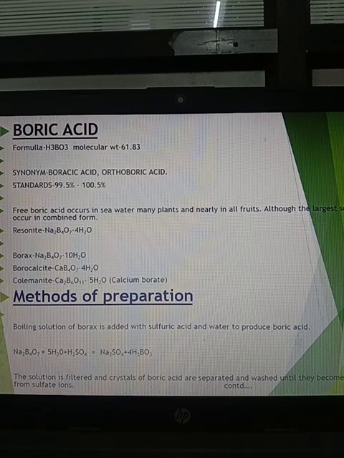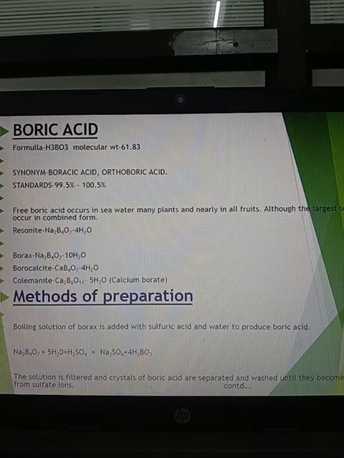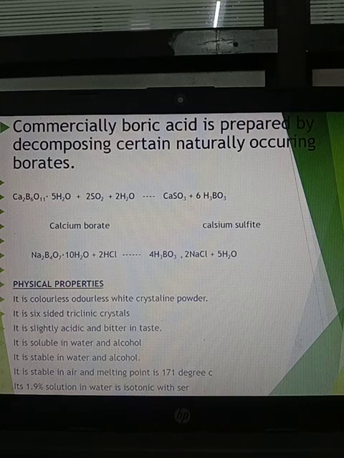A boiling solution of borax is treated with sulfuric acid and water to produce boric acid. Now NaOH plus borax is used, and with sulfur dioxide or sulfuric acid, it produces Na2SO4 and H3BO3. Commercially, boric acid is prepared by decomposing certain naturally occurring minerals like borocalcite, which is treated with sulfur dioxide, producing calcium sulfite.